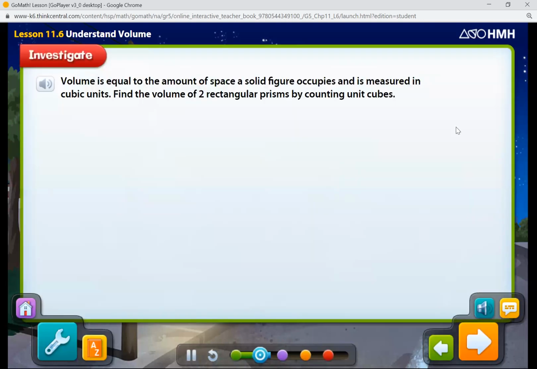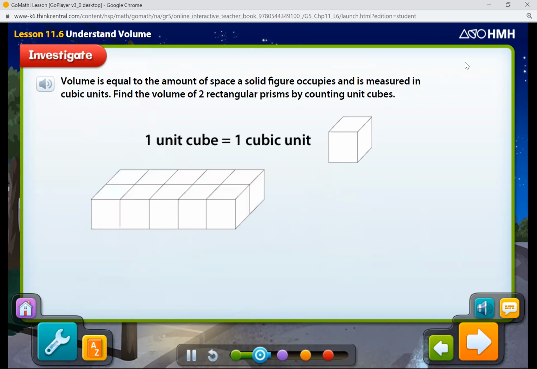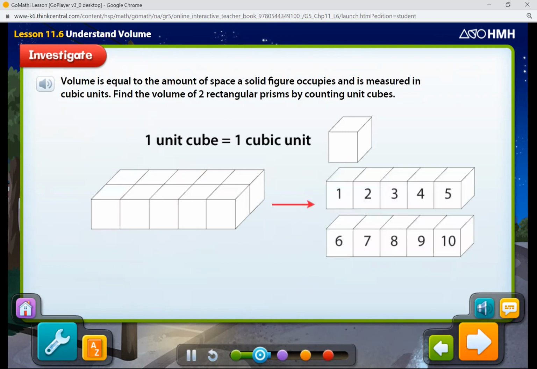Let's find the volume of rectangular prisms. Each unit cube is equal to 1 cubic unit. We can add the total number of unit cubes within this first prism to find the volume. There are a total of 10 unit cubes. If each cube has a volume of 1 cubic unit, what's the volume of the rectangular prism? The prism has a volume of 10 cubic units.